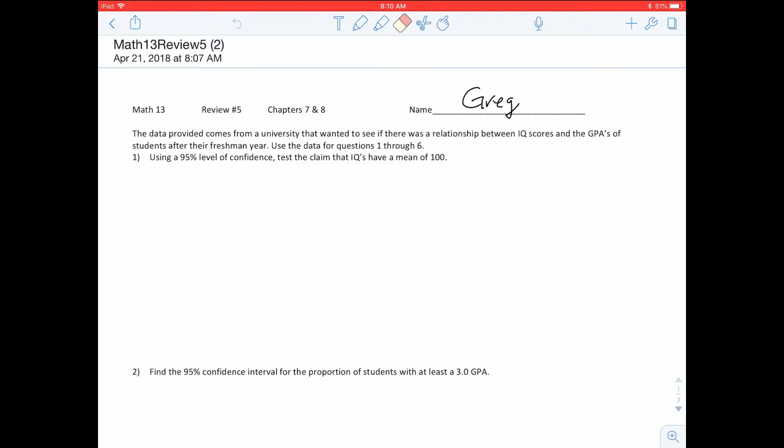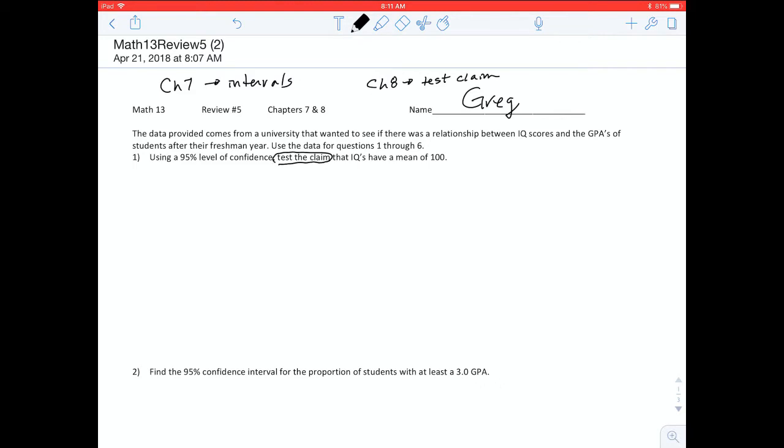So first of all, chapters 7 and 8. Chapter 7 is about confidence intervals. So if it says something about interval, that's talking about chapter 7. And then chapter 8 is hypothesis testing. So if it says something about test a claim, that's from chapter 8. So that's the first thing to do, is identify.